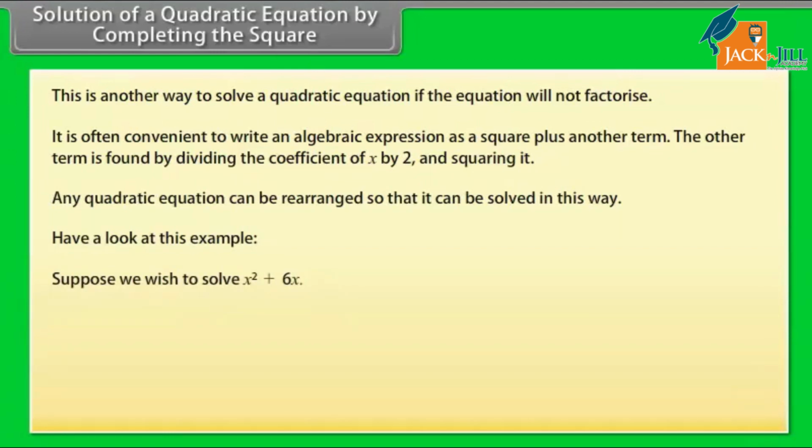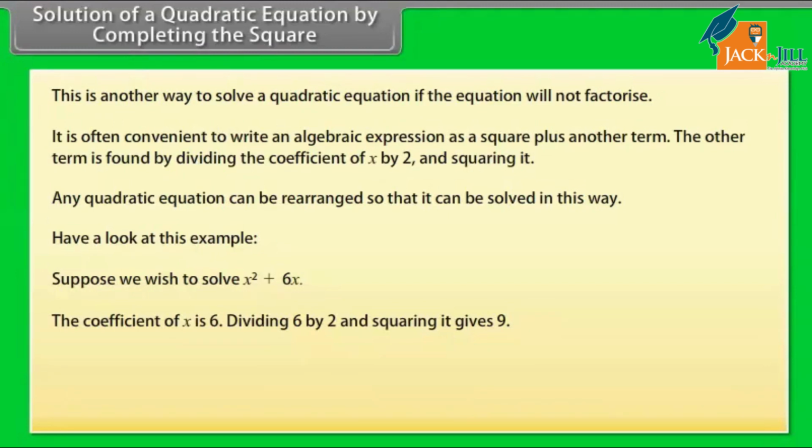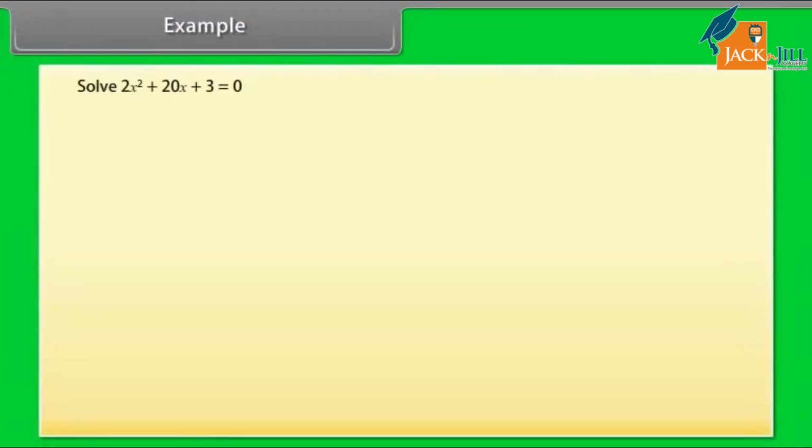Rewrite x² + 6x as a square plus another term. The coefficient of x is 6. Dividing 6 by 2 and squaring it gives 9. x² + 6x = x² + 6x + 9 - 9 = (x + 3)² - 9. Example: solve 2x² + 20x + 3 = 0.